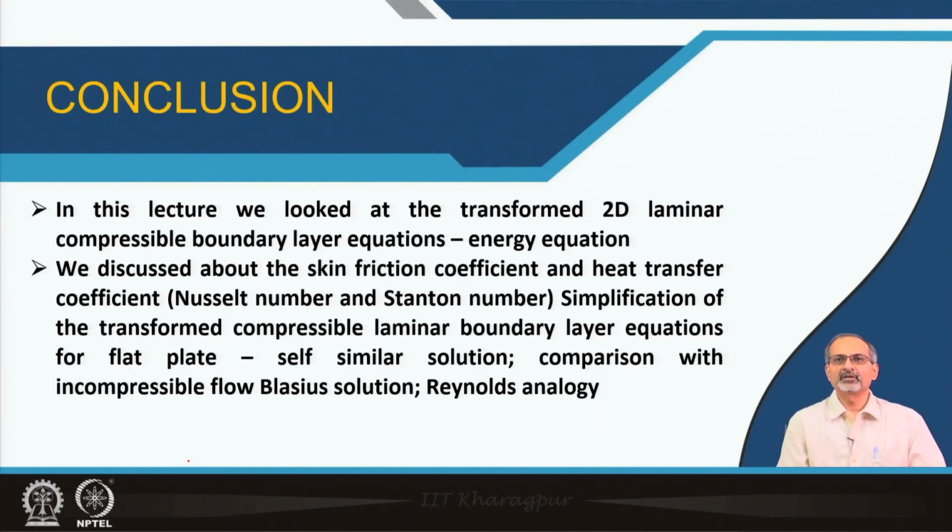Concluding what we covered in this lecture, we looked at the transformed 2D laminar compressible boundary layer equations, especially the energy equation. We discussed skin friction coefficient and heat transfer coefficient. We introduced Nusselt number and Stanton number. Simplification of the transformed compressible laminar boundary layer equations for flat plate was done. We discussed the self similar solution, and comparison with incompressible flow Blasius solution was also done, and we ended with a brief mention about Reynolds analogy.